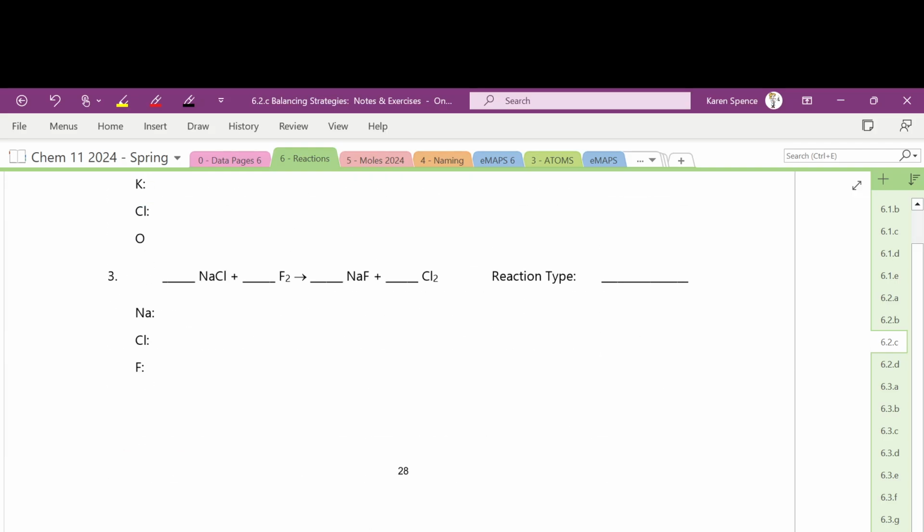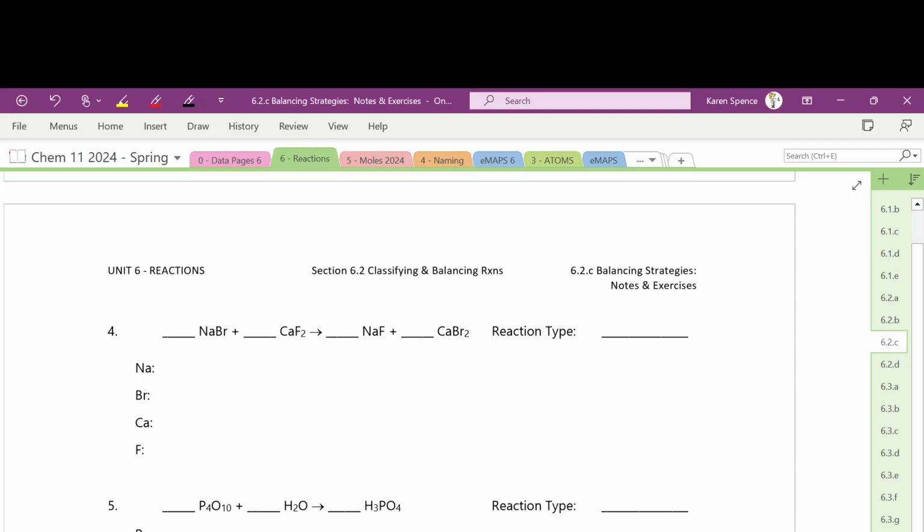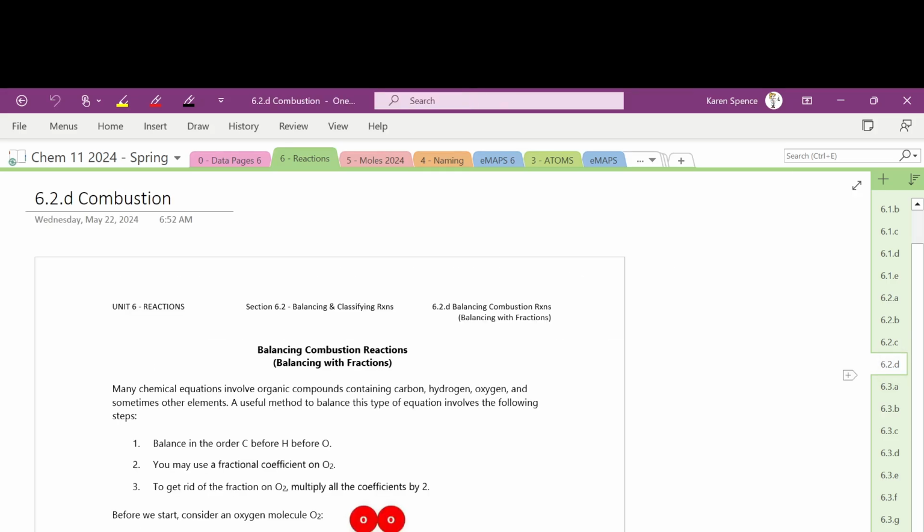So what's your homework? Study for your mole test tomorrow. Okay? After your test tomorrow, it'll just be finishing off what you didn't get done here or on the other page, and then we'll move along shortly. Balancing combustion reactions with fractions, so looking forward to that.